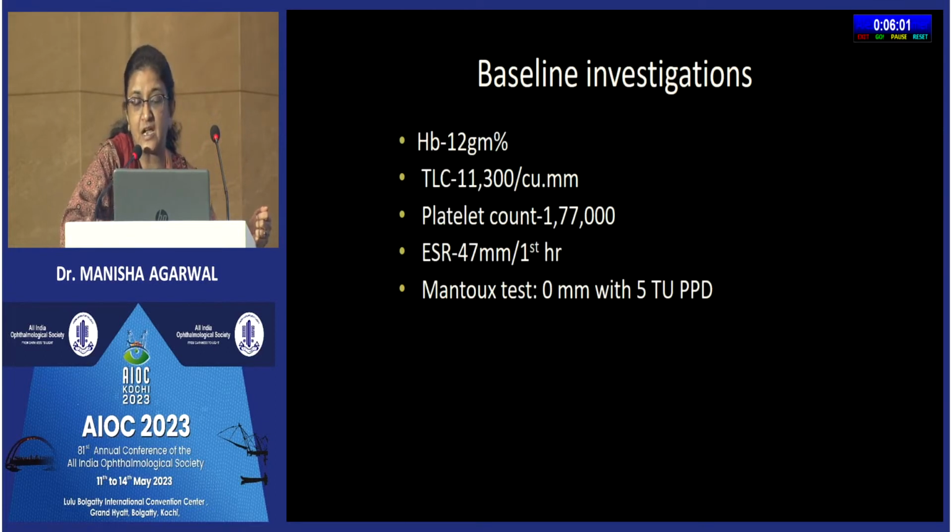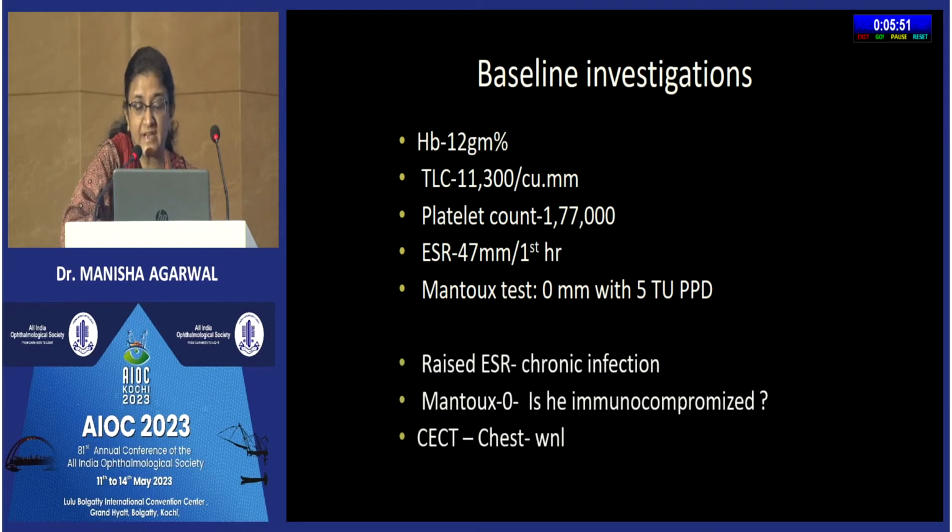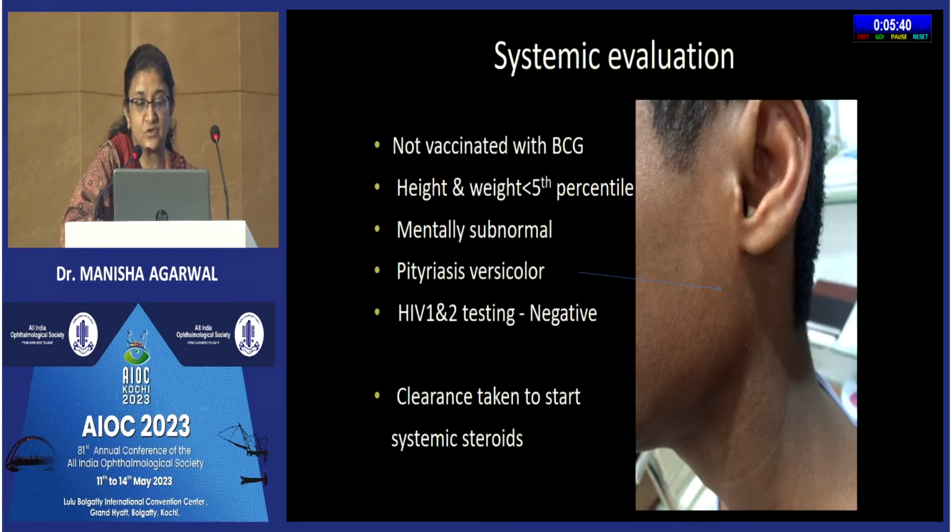So the patient underwent baseline investigations, where to my surprise, the Mantoux was a 0, which you do not expect in a young child again. There was a raised ESR, which was suggestive of a chronic infection, and Mantoux 0 somewhere conveyed that probably the child was immunocompromised. Chest CT was normal.